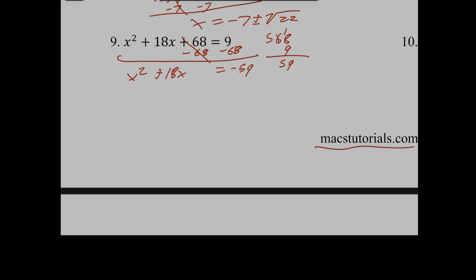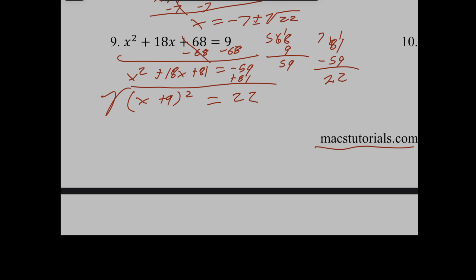Now, what's half of 18? 9. What's 9 squared? 81. So now I'm going to add 81 to both sides. Once I do that, I get an x plus 9 quantity squared equals, now I get my 81 minus 59. I know my answer is going to be positive because 81's bigger. And I get 22. And I get x plus 9 equals plus or minus root 22.